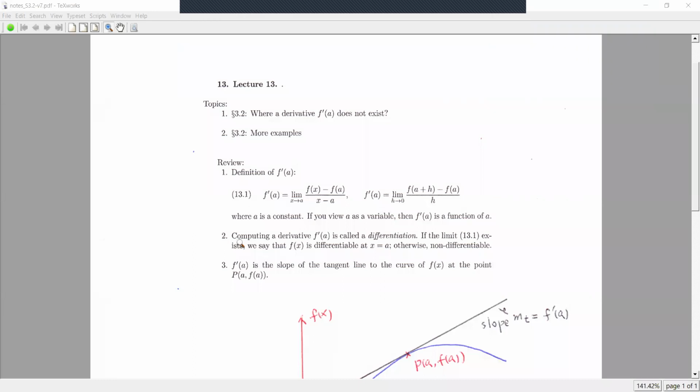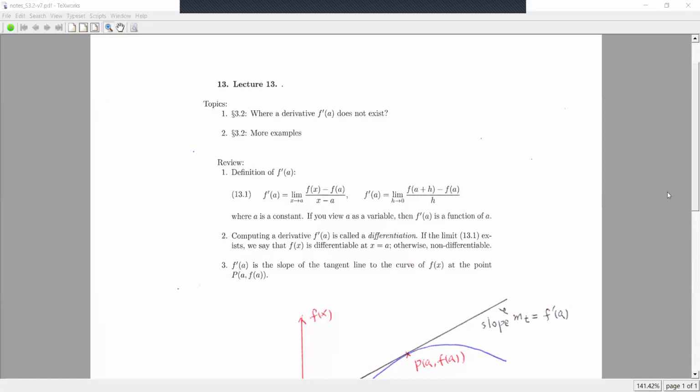Review number 2. Computing a derivative is called differentiation. Derivative is a limit. If the limit exists, then we say that the function is differentiable at the point A. Differentiable means the derivative at the point A is computable, or the limit exists. Otherwise, we say that the function f is non-differentiable at the point A.